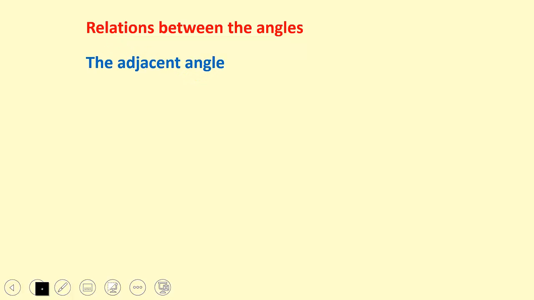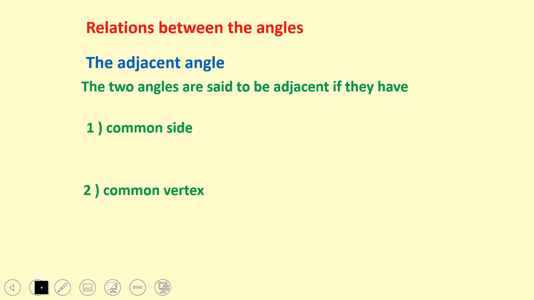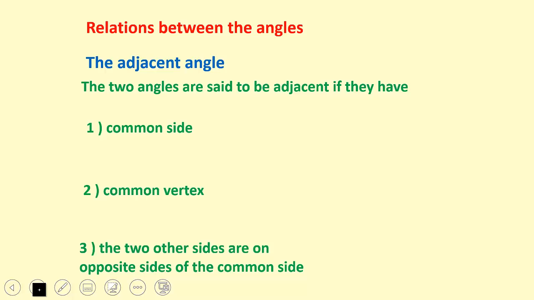The first one is the adjacent angle. What's an adjacent angle? And how can I say that 2 angles are adjacent? 2 angles are said to be adjacent if they have the following 3 conditions. And all of the 3 conditions must be fulfilled to say that those 2 angles are adjacent. The first condition is they have a common side. The second one, they have a common vertex. And the third one, the 2 other sides are on the opposite sides of the common side.